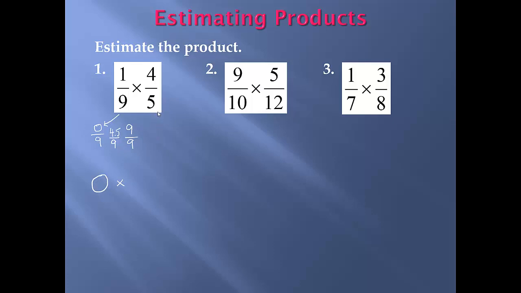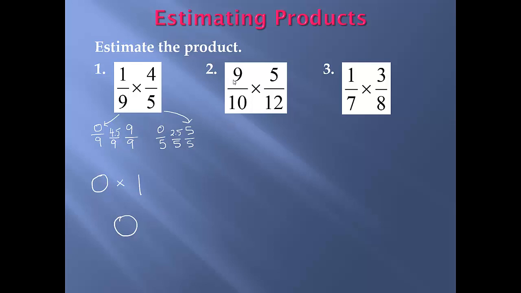Now we're going to do the same thing for 4/5. 0 would be the same thing as saying 0 fifths. 1 would be 5 fifths. And then half of 5 is 2 and 1/2, or 2.5. 4 is closest to 5. Therefore, 4/5 would be closest to 5/5, and that represents 1. Now we'll multiply 0 times 1, and we get 0.